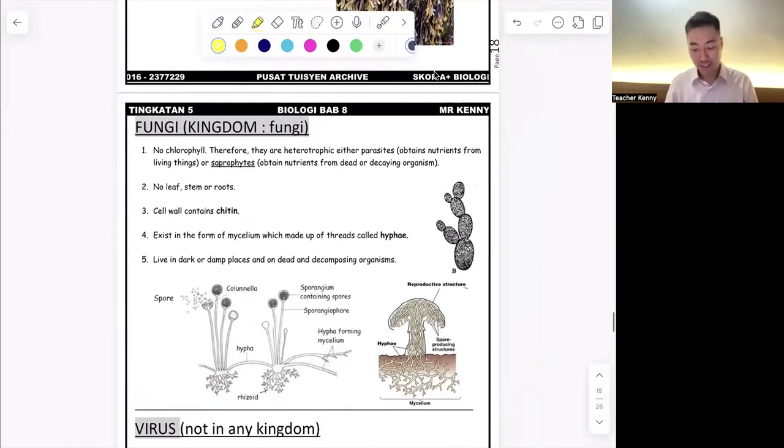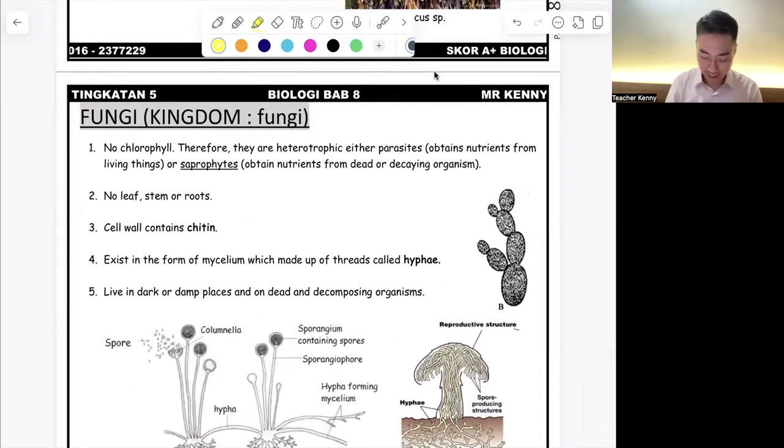Okay, next up, this world. This world, right? Mycology, the study of fungus. Fungi, the kingdom called fungi. Now, fungi look like plants, but they are not plants, mainly because they have no chlorophyll or chloroplast. That means they cannot make their own food.